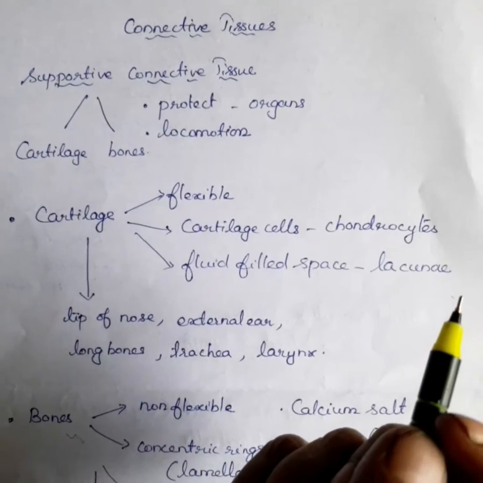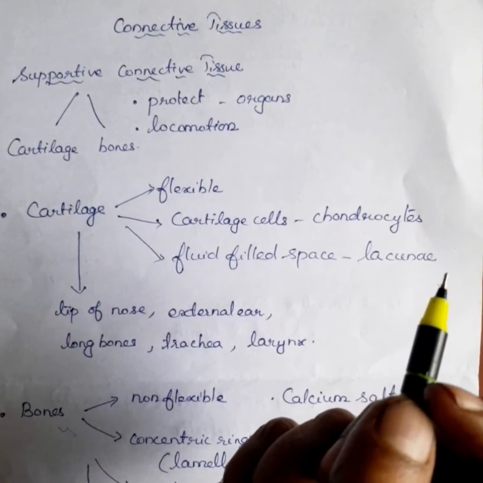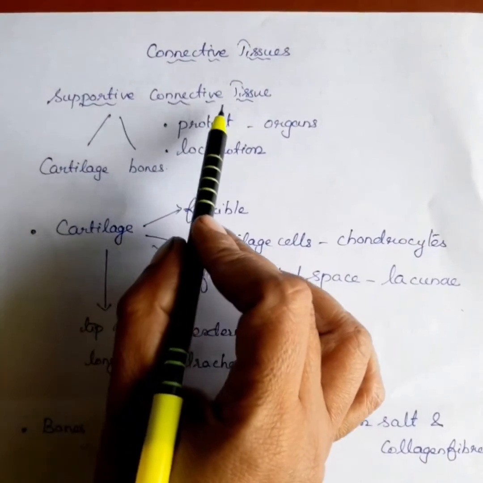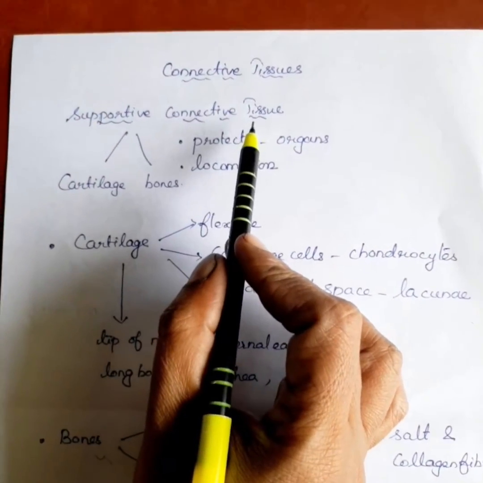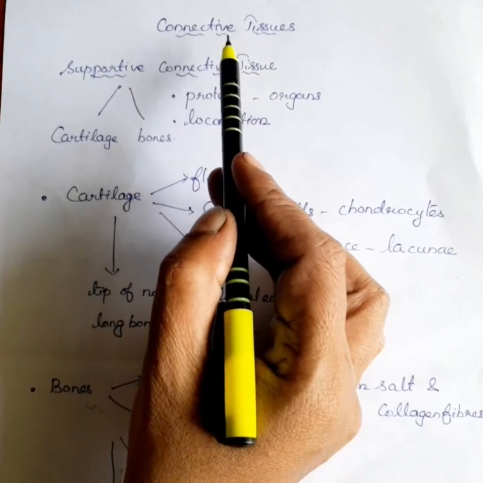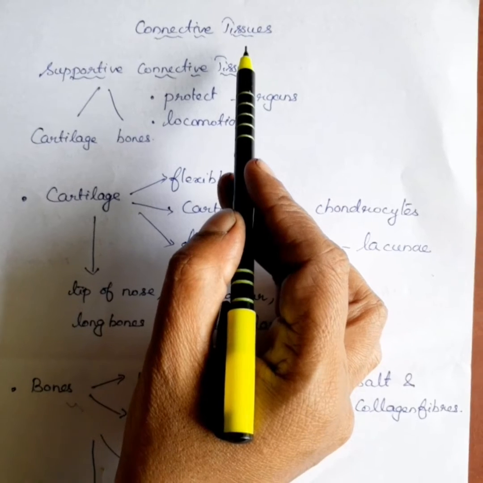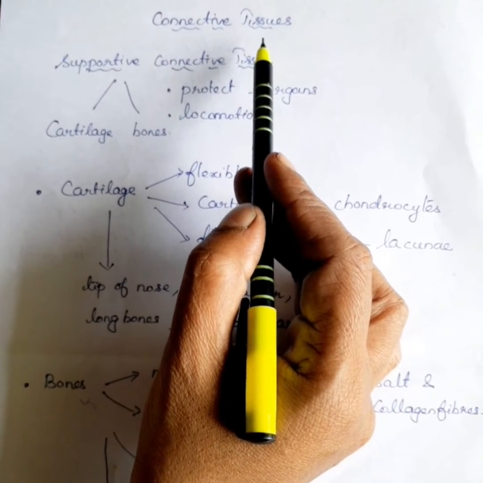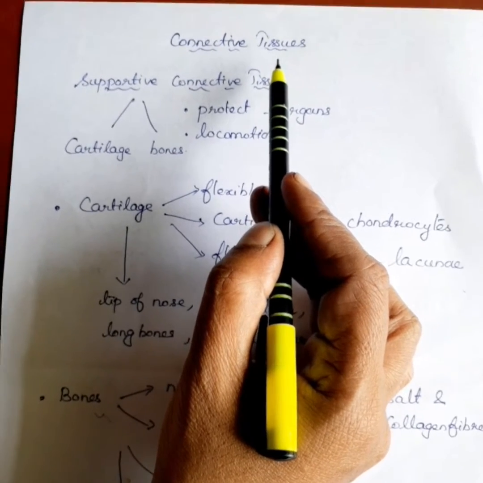Good morning, students. Today we are going to learn about supportive connective tissue. We have already discussed connective tissue. What is connective tissue? Connective tissue is a tissue that connects, separates and supports all other tissues of the body.